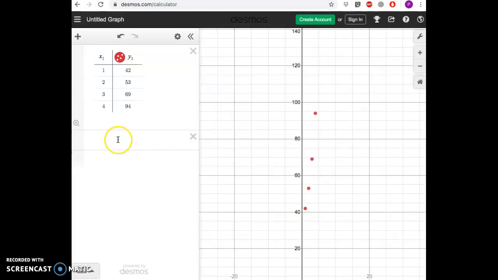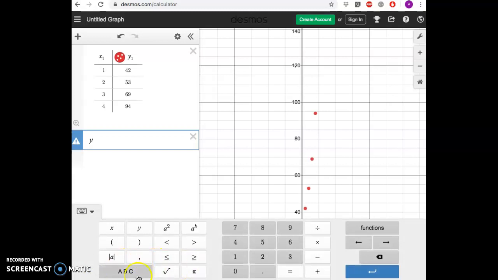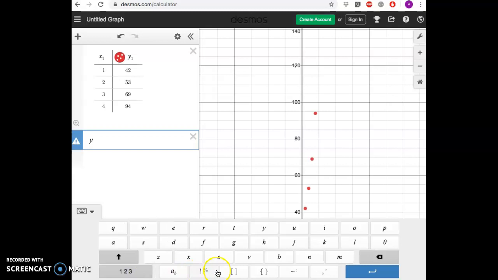So you can create your equation, the approximation of the exponential equation, by typing the following. You're going to type y, and then instead of putting equals, you're going to use this symbol here. So you open up your keyboard, you go to the tilde, and then we're approximating an exponential equation. So hopefully you remember that an exponential equation is in this form.